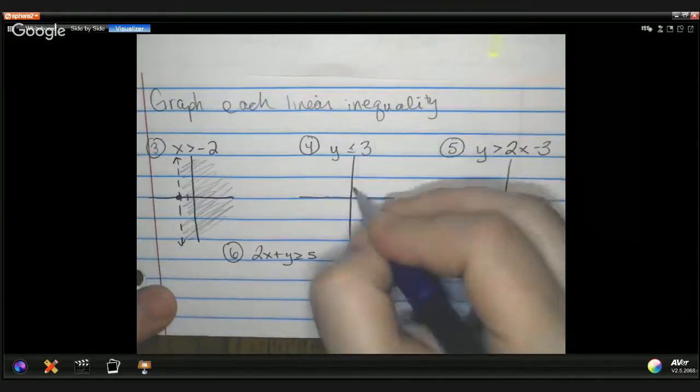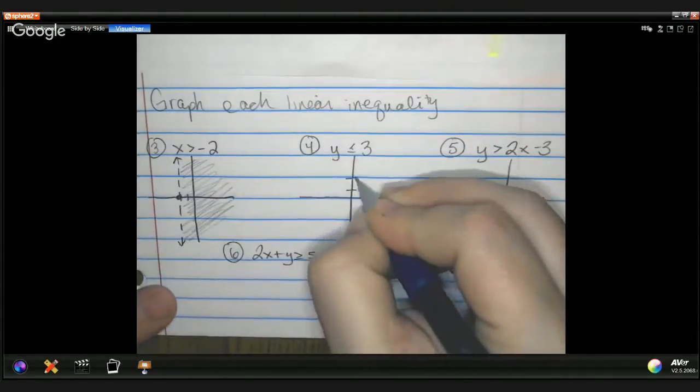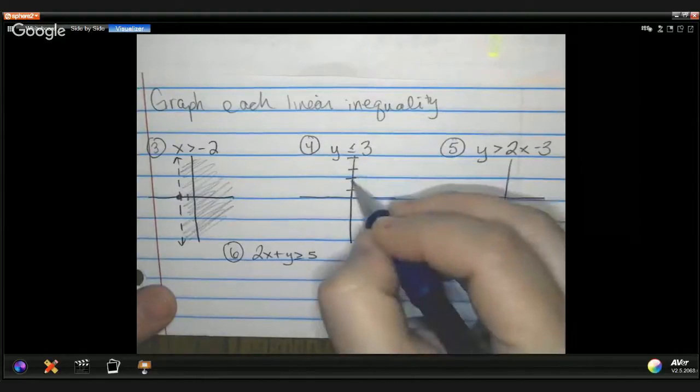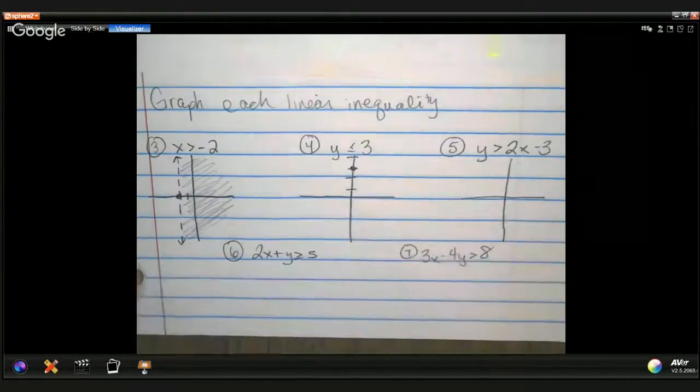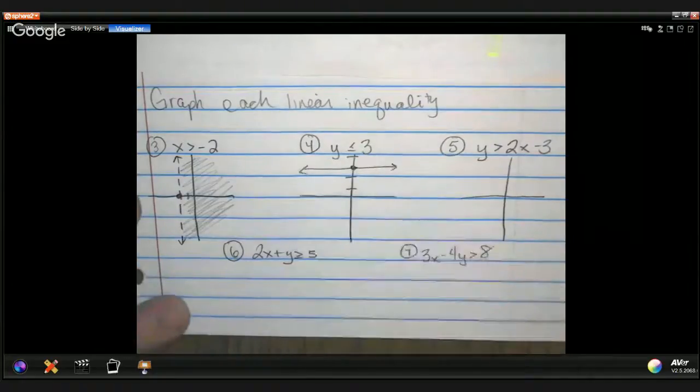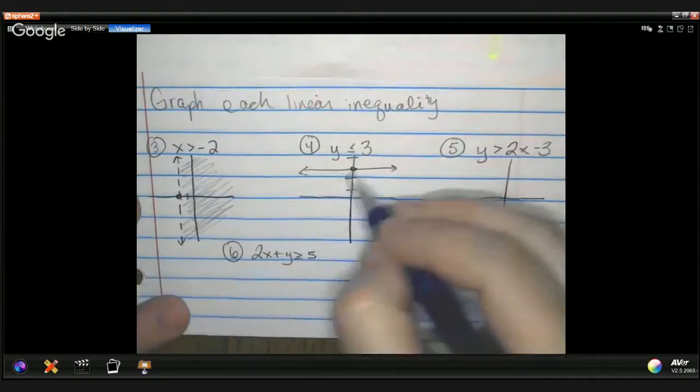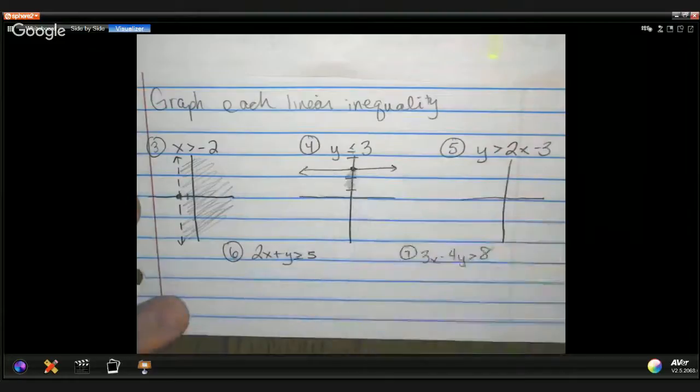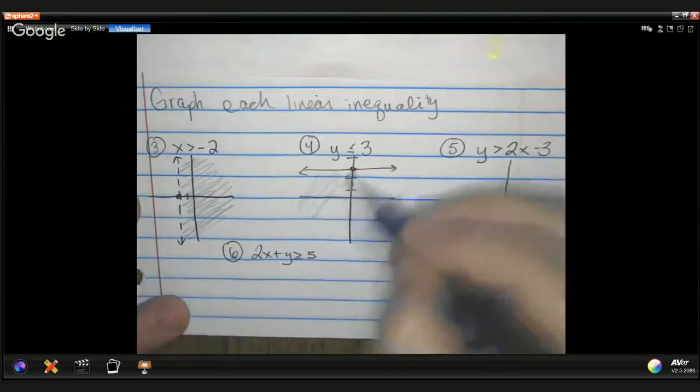All right, for number 4, I make a dot on the y-axis because it says y is 3. This time it's underlined, and it says less than. Less than is below, so I go below my y-intercept, which is all this area.